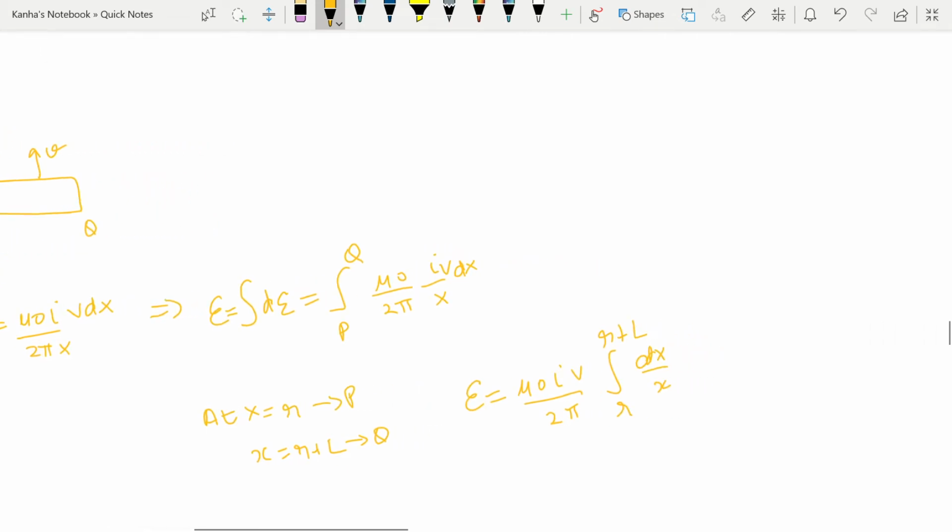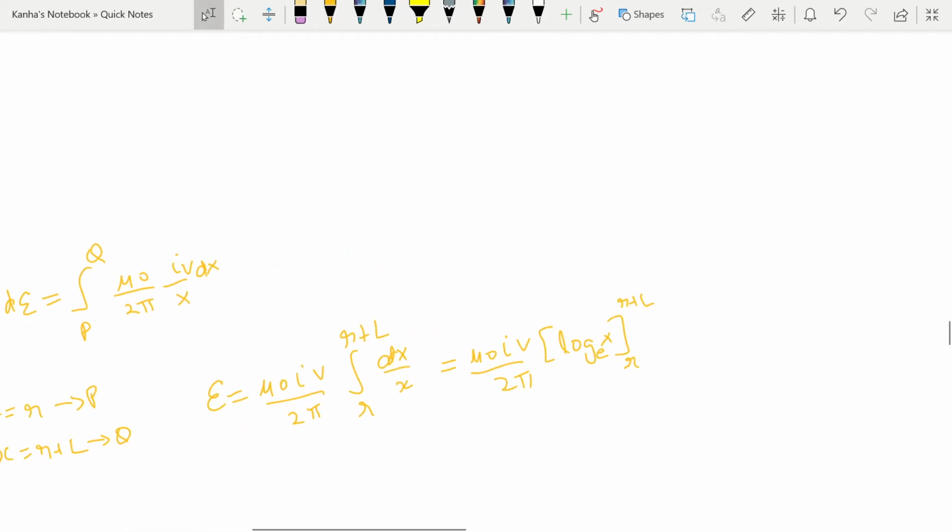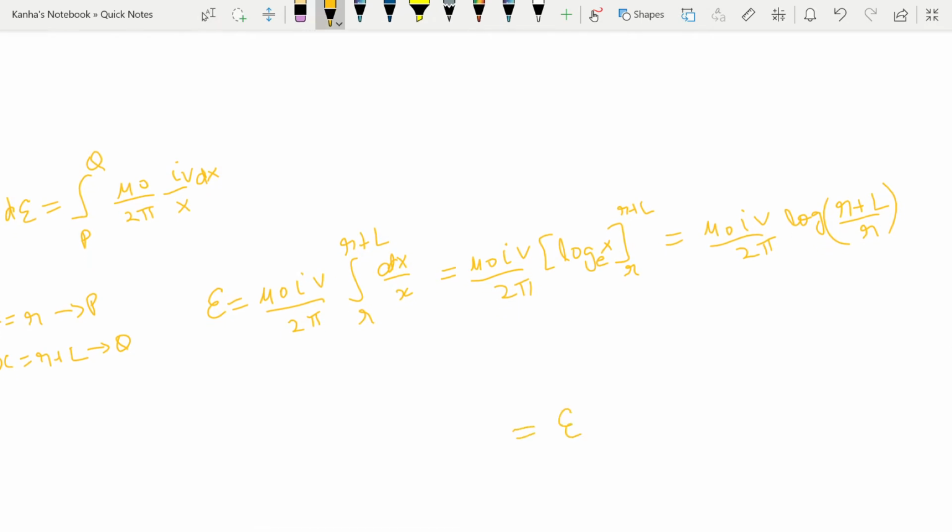Now the integral of 1 by x is log x, so this is equal to mu naught I V by 2 pi log base e x going from R to R plus L, which is nothing but mu naught I V by 2 pi log of (R plus L) by R. Now if we just put the given values, we find that my EMF becomes equal to 3 into 10 to the power minus 4 volts.